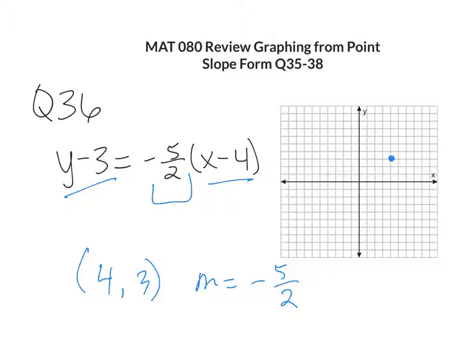Rise 5. 1, 2, 3, 4, 5. Run 2. It's negative, so we're going to turn to the left. Connect your points.